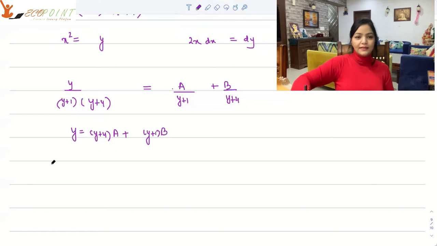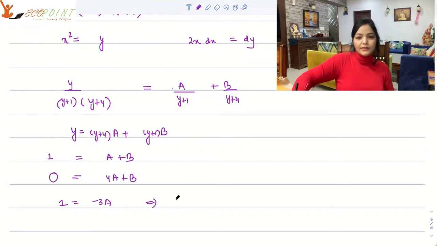That's the LCM. Comparing the coefficients of y, we have A plus B, and the constant is 0 here, and we have 4A plus B. Subtracting, we get 1 is equal to minus 3A. That implies A is equal to minus 1 by 3. The moment we get A is equal to minus 1 by 3, B is equal to 1 plus 1 by 3, which is 4 by 3.